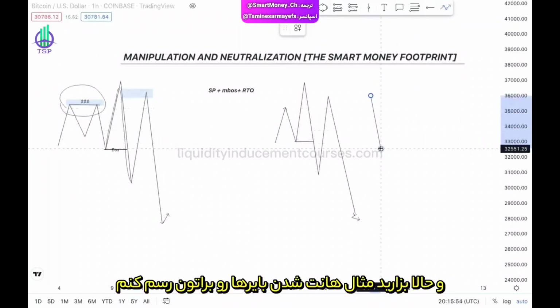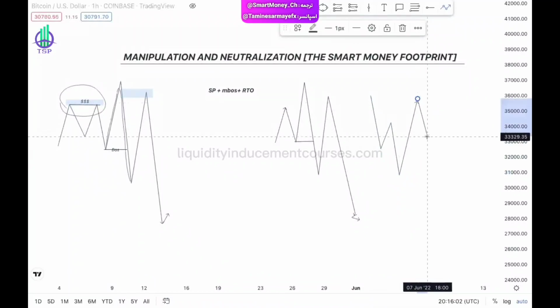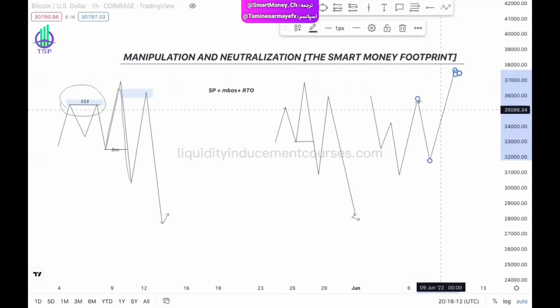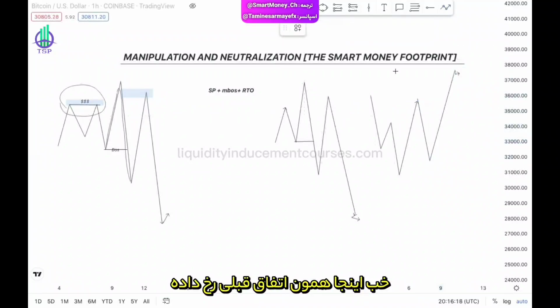Simply look this way. To take buyers rather, sorry. All right. So what we simply have here is the same thing. The same thing.